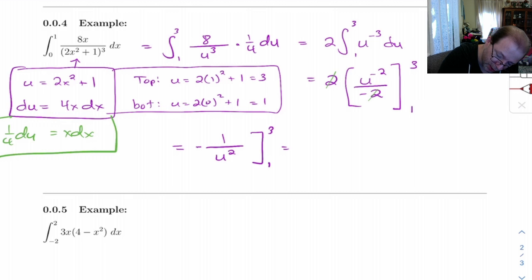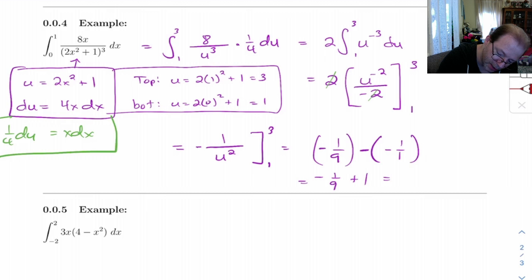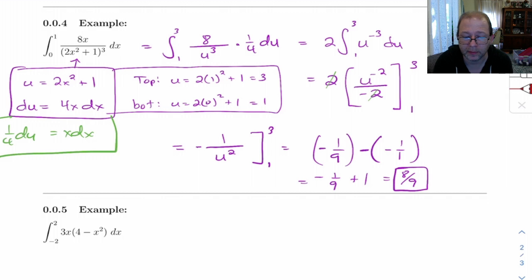So plug in the 3 first because it's on top. Minus, plug in the 1, you get minus 1 over 1. So that's a negative ninth plus 1 gives me 8/9. And that's my answer.